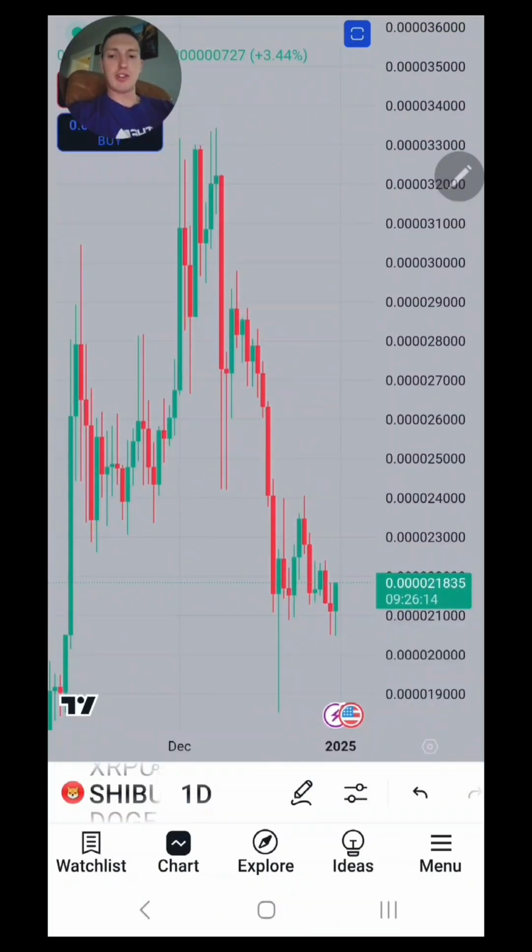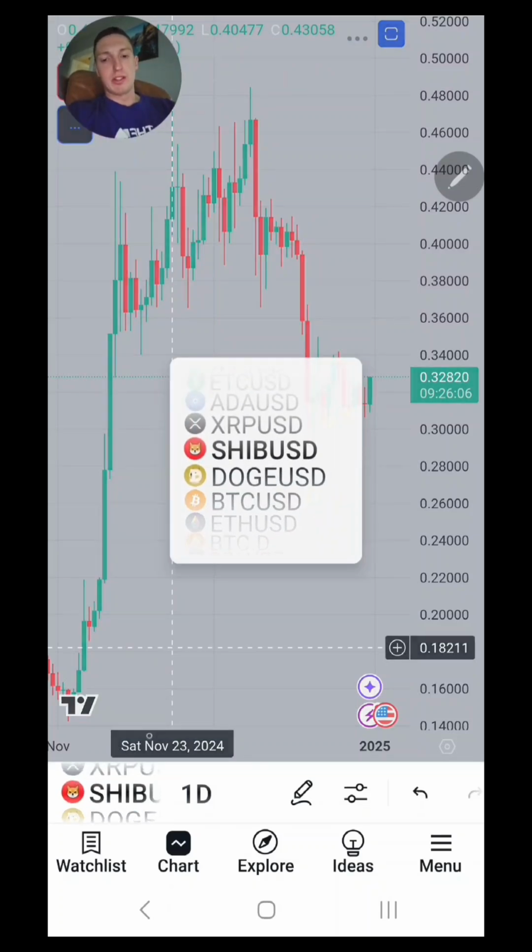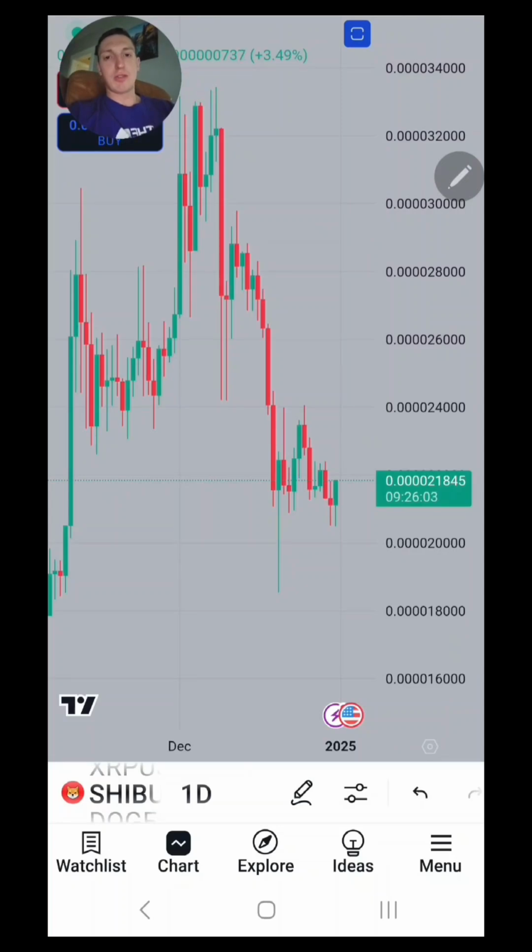Look at the difference in that chart from Shiba Inu to Dogecoin. And I also think that Dogecoin is a very good coin to be buying right now, but Shiba Inu is at an even better entry level as far as price and potential for profits. And I think there's tons of money to be made in Dogecoin, but I think there may be even more money to be made in Shiba Inu.